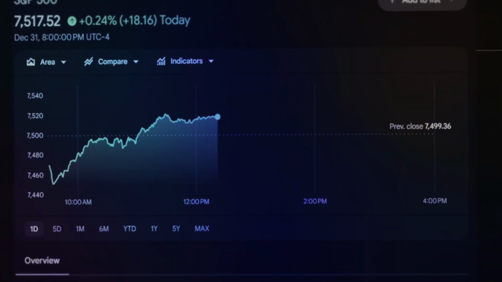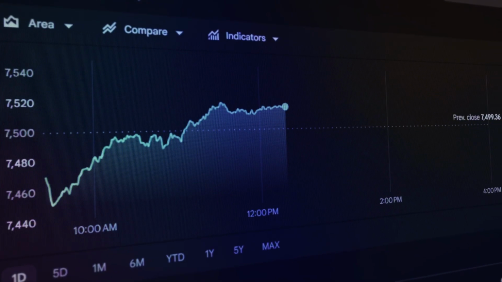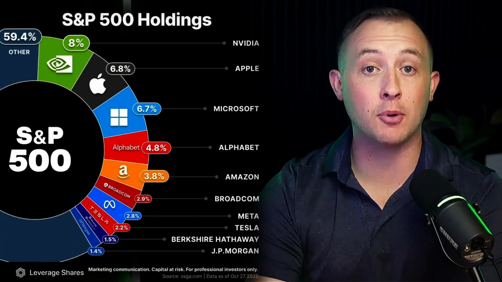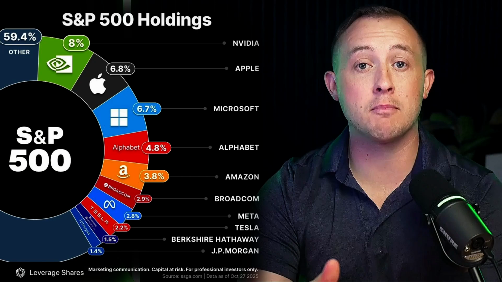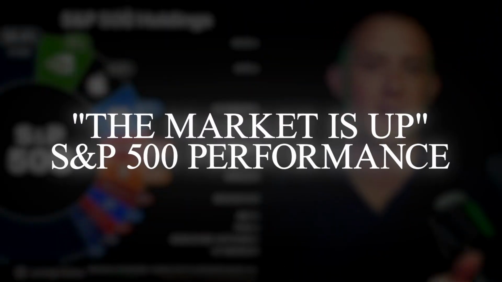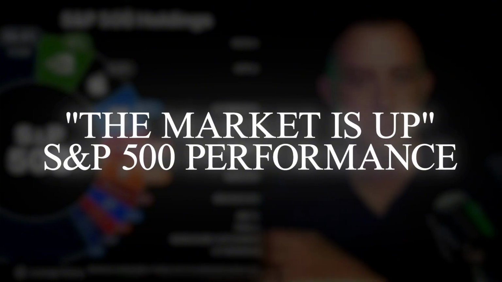Now, before we talk about funds, let's talk about what the S&P 500 actually is. The S&P 500 is an index made up of approximately 500 of the largest publicly traded companies in the United States. Companies like Apple, Microsoft, Amazon, Nvidia, Meta, Berkshire Hathaway, and hundreds of others. So when you hear people say the market went up today, they're often talking about the S&P 500.